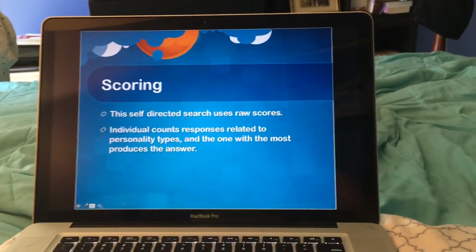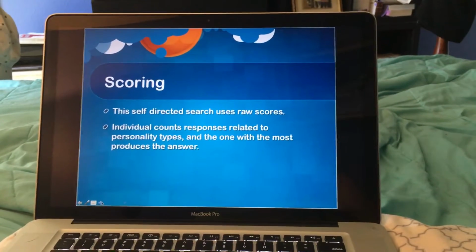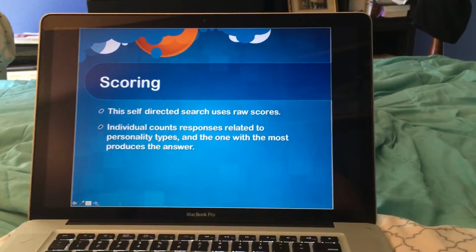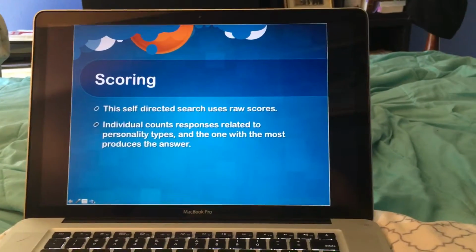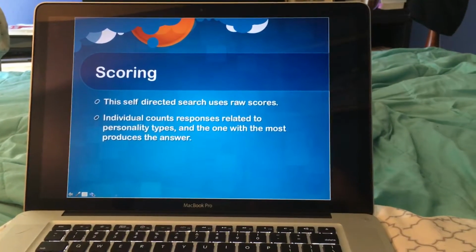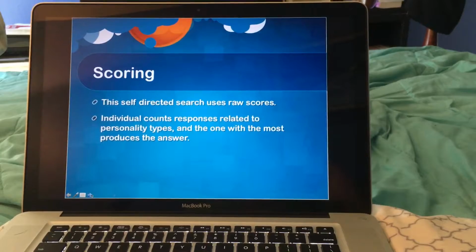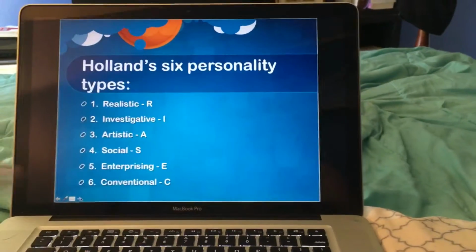The scoring is self-directed and it uses raw scores. The individual counts their own responses related to personality types, and then the one with the most produces the answers. So the personality type that has the most answers, that's the kind you go for. Those raw scores are used to determine your career choices, is a better way to put it.